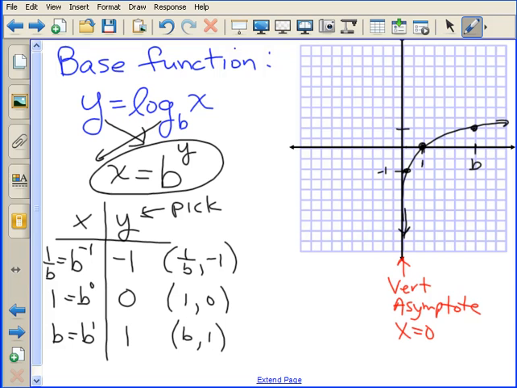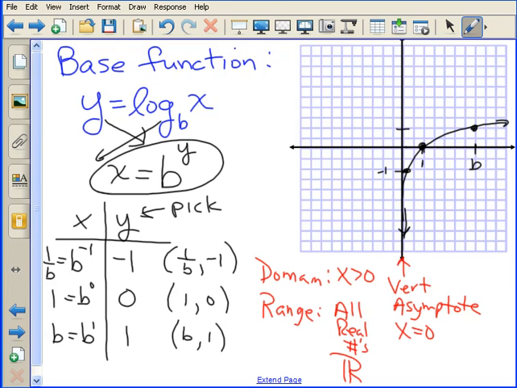Some other information on the base function here is that the domain is values of x that are bigger than the asymptote, so x greater than 0, and our range, the values of y, you can see cover all of the values from big negative up to big positive, so the range is all real numbers. I'm going to abbreviate that in the coming slides with an R that looks like that.